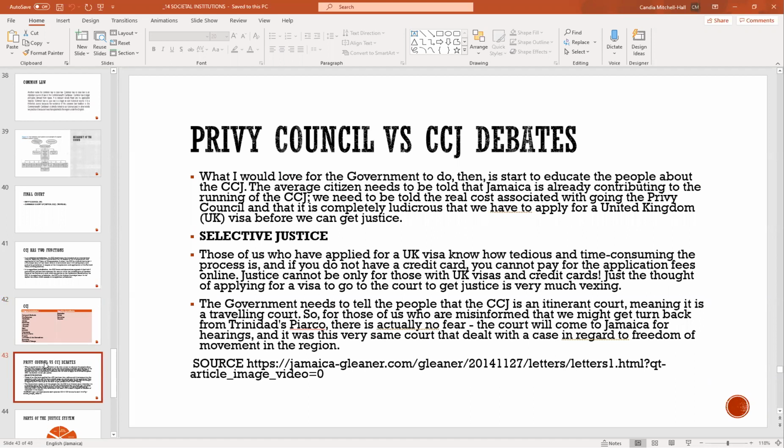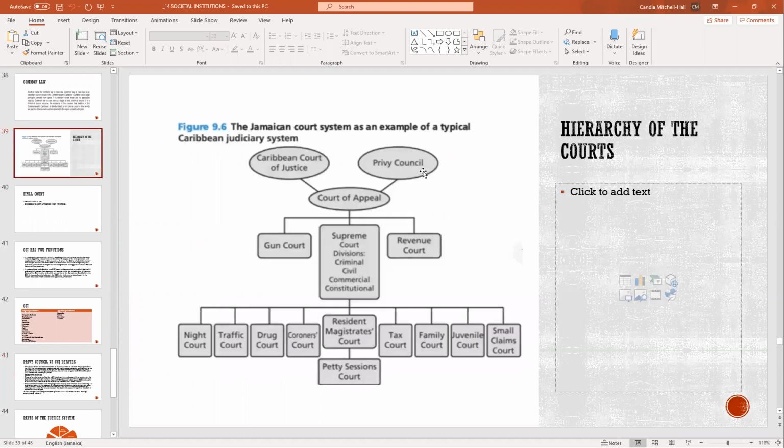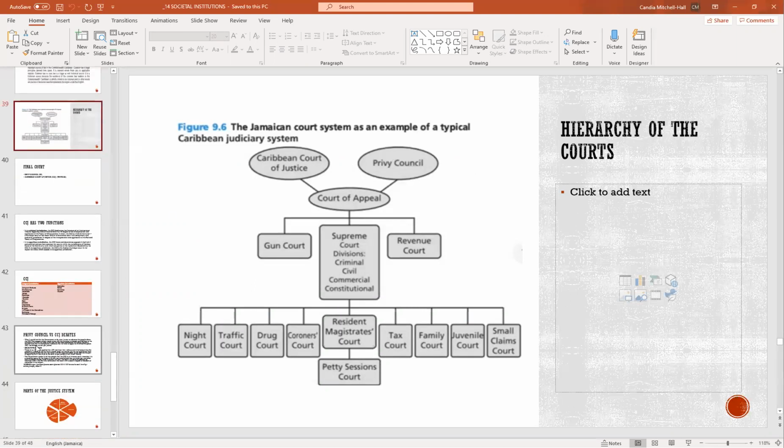The next thing is that as Jamaican citizens, in order to go to the Privy Council, we have to have money. A poor person cannot go to the Privy Council just like that because you need to pay for the visa, you need a credit card for hotel fees, you need to do all of these different things. And then you have to apply for a UK visa. It cannot be that to access the highest court of the land, we have to apply for a UK visa. Something is fundamentally wrong with this arrangement in Jamaica and the other Caribbean countries that follow this practice.